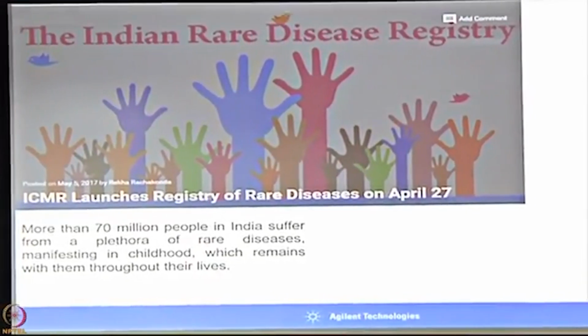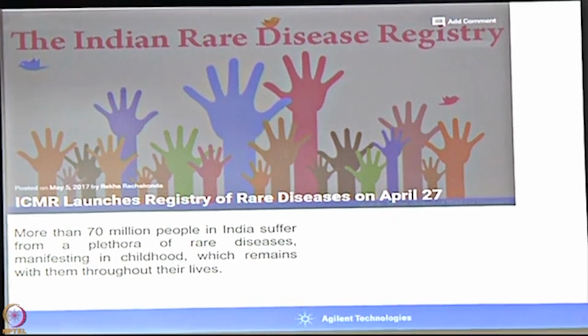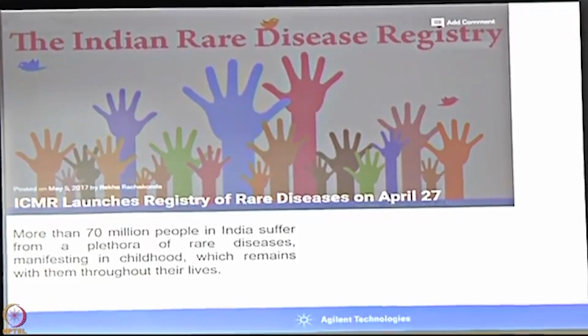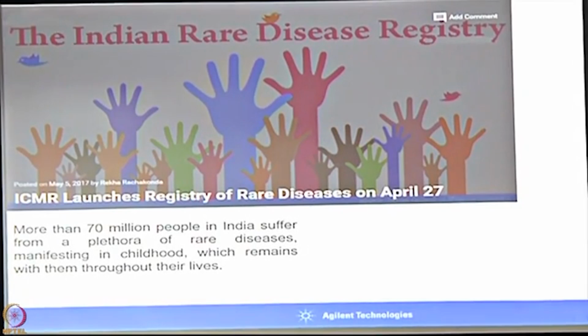ICMR, the Indian Council of Medical Research, launched this registry in 2017, and they said that around 70 million people in India are also suffering from rare disease. So it's quite a big number, and that's why they launched a project, the ICMR registry, where you can write a grant to them to work on the rare disease. What's the problem? How can you diagnose that? What's the treatment part of that?